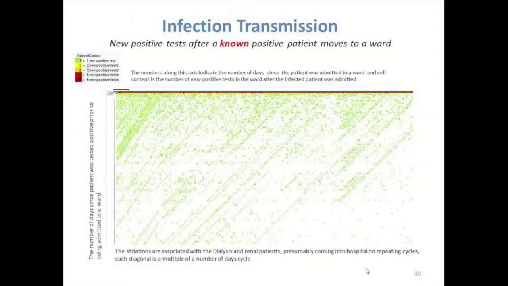The number inside each cell shows you the number of new positive tests after he moved into the ward. And you can see that as the number of days after he'd been diagnosed, before he was admitted to the hospital, increases, there are less and less infections. Okay. And you can see the striation here. This is associated with the dialysis and renal patients because they are presumably coming into the hospital on a repeating cycle, and this diagonal is a multiple of the number of days in the cycle.